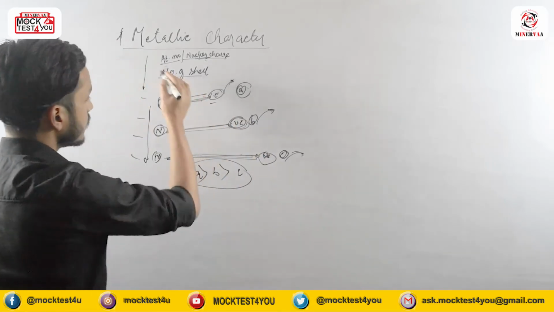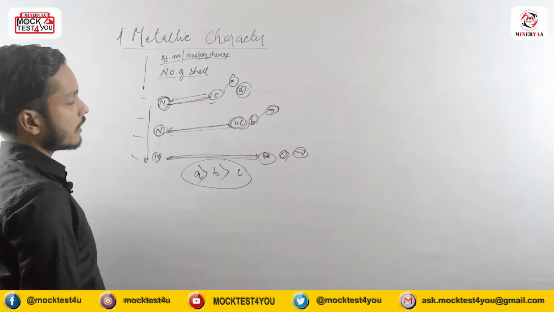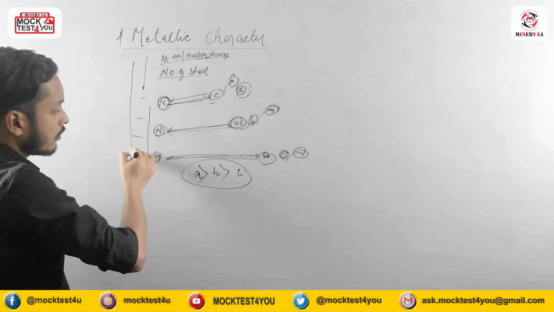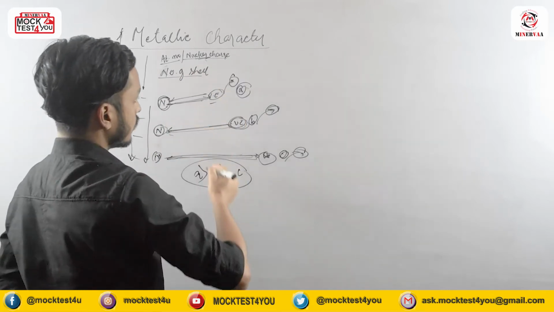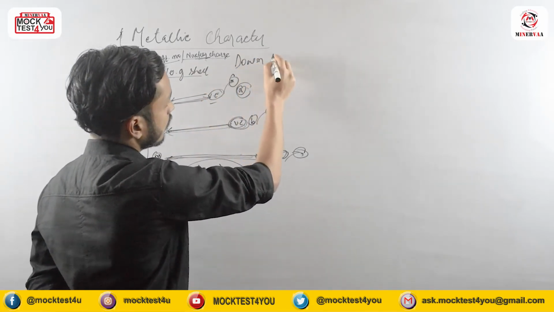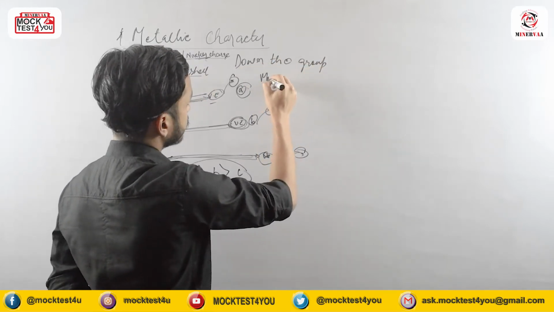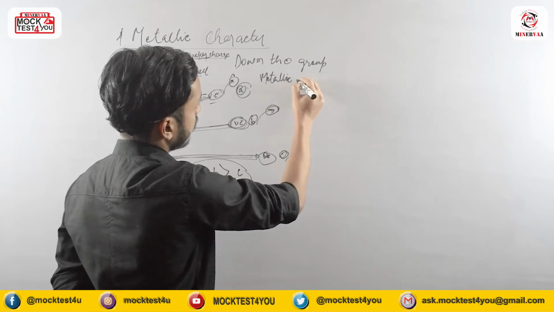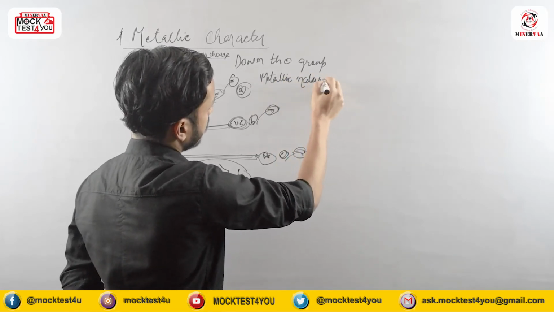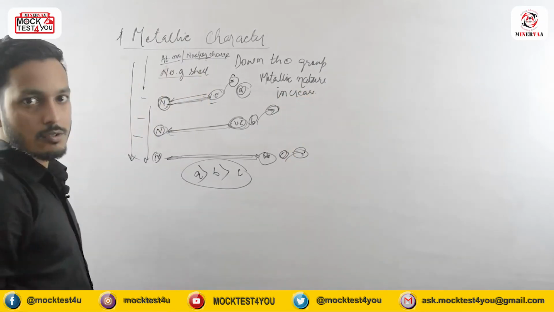Since it will become very easy for this atom to donate its electrons, what we can say is, as we are moving down the group, the metallic character will increase. Down the group, metallic nature will increase. I hope you have understood this.